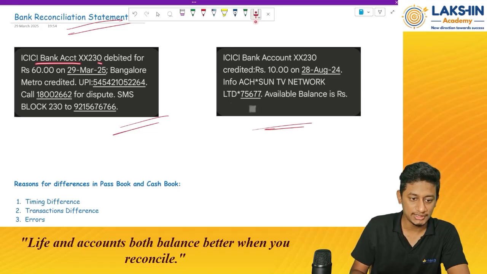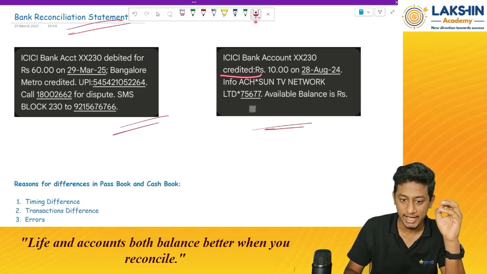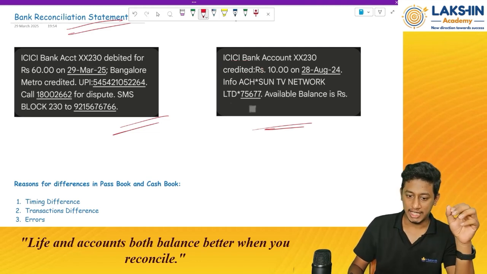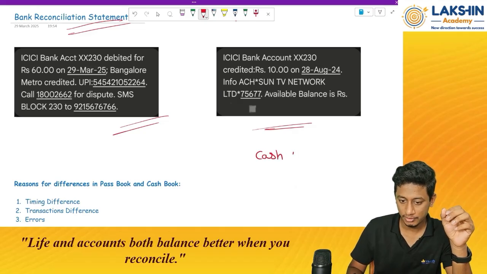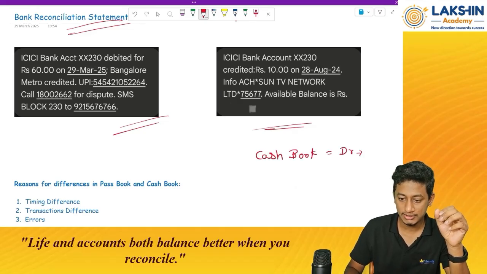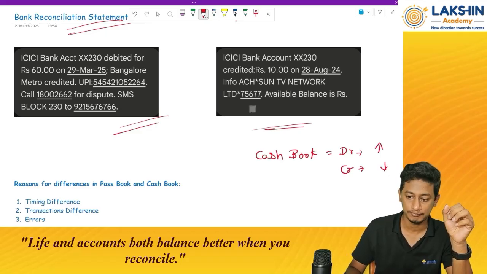So in this, it says my ICICI bank account has been debited and this says my ICICI bank account has been credited, right? So let's see what that means. See, in the cash book, whatever we prepare, a debit means my account balance has increased, right? And a credit means my account balance has reduced, right?